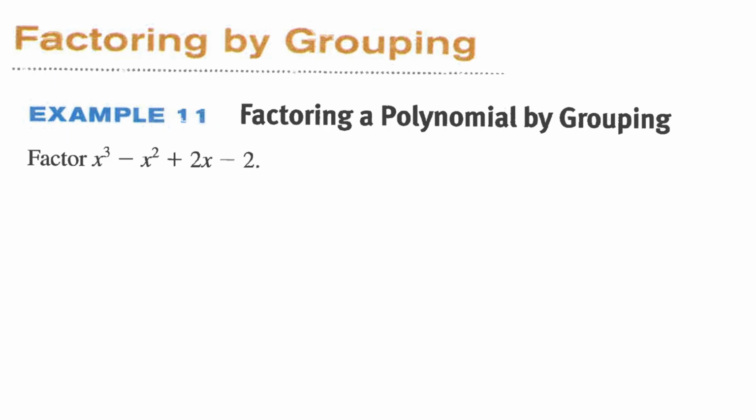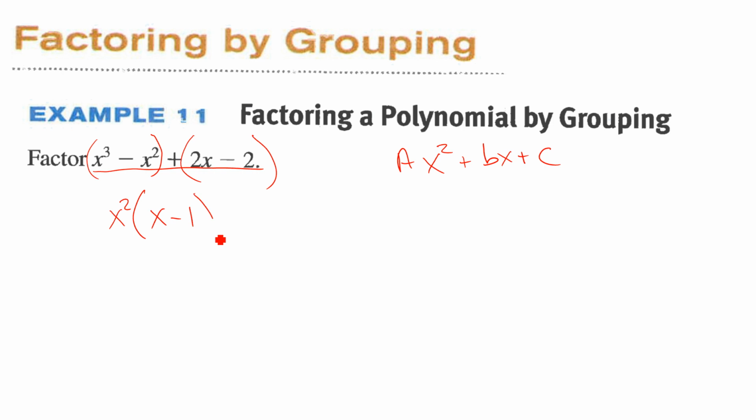Last thing we're going to learn is factoring a polynomial by grouping. So we only know how to factor trinomials, ax squared plus bx plus c, other than pulling out a common term. But we're going to learn a new strategy for 4 terms. And the way this works is we're going to see if the first 2 and the last 2 terms have anything in common. So x cubed and x squared, what's in common? An x squared is. And we're left with an x minus 1.